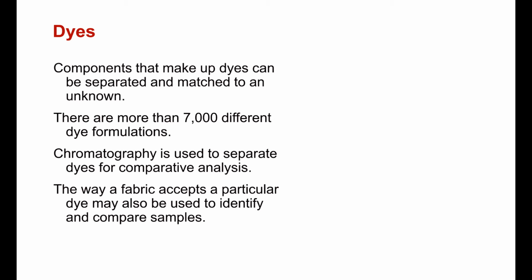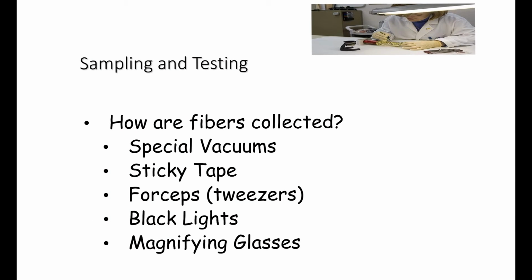So it's not the easiest thing to do because there are more than 7,000 different ways to make fabric dye. The technique that we use is called chromatography, and it's just a way to separate the dye into its different colors. And the way that a fabric either accepts or rejects a dye can kind of give us some insight as to what that fiber actually is. So some fibers absorb dyes really well, and it'll be absorbed all the way through the fibers. Others absorb it just a little bit, and the color itself will only be on the outside of the fiber. So we can look at things like that to kind of help us decide what type of fiber or what type of fabric this sample is.